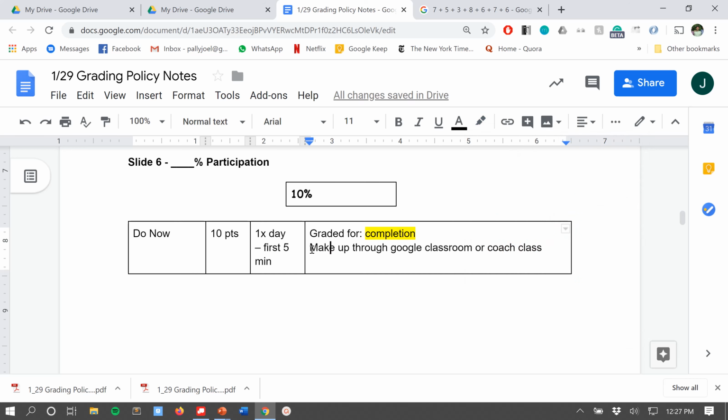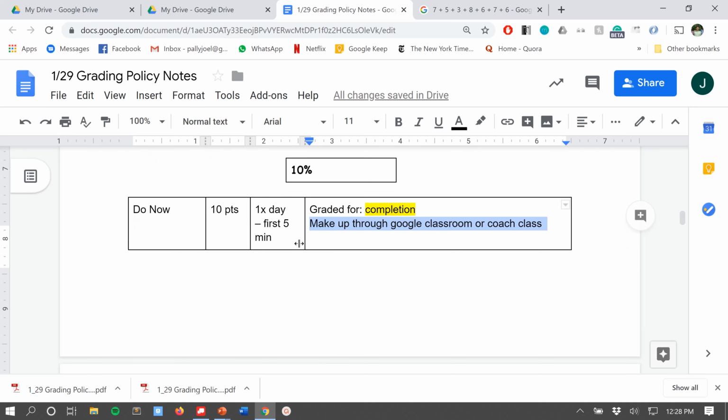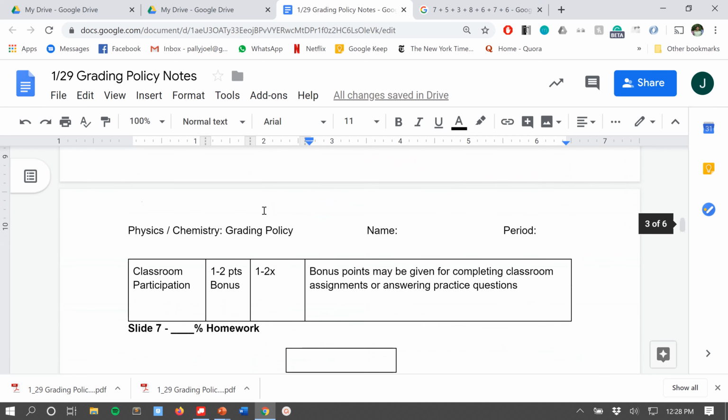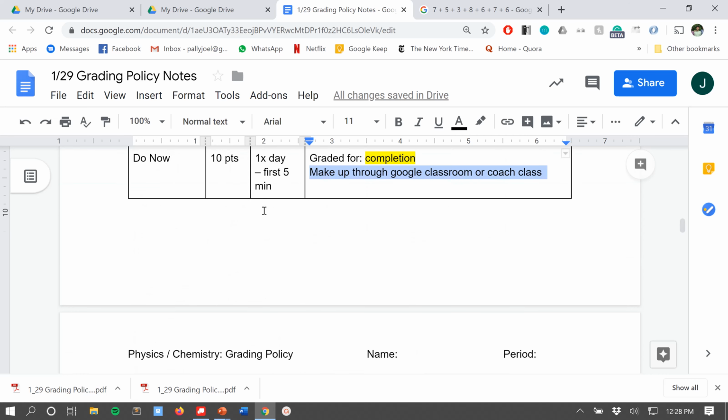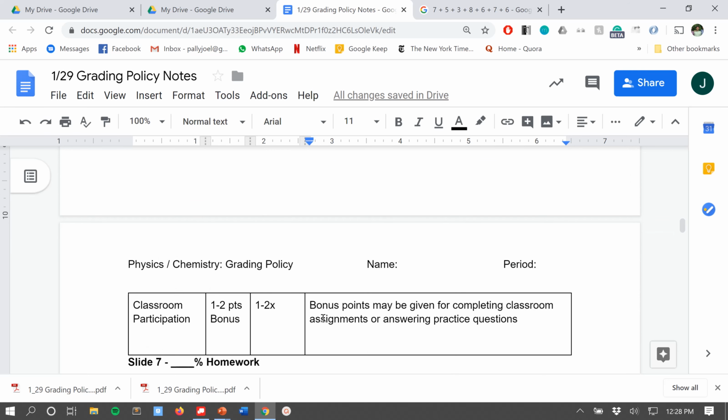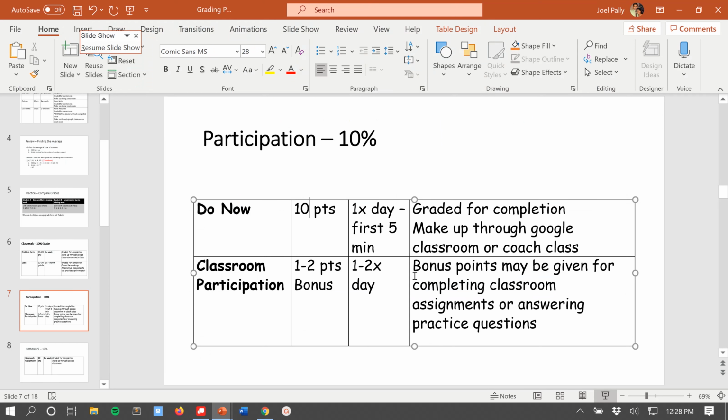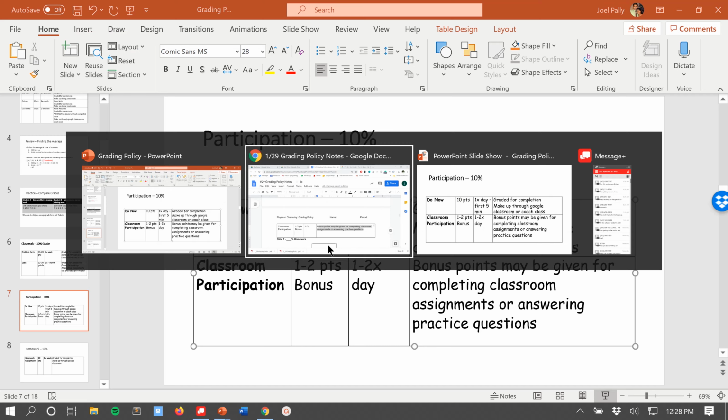And then they can be made up during Google Classroom or Coach Class. We're going to have about an exit ticket every single day. All right. And the next part is actual classroom participation. The way this affects your grade is I usually add this as a bonus onto your do now. So if you're doing a really good job participating in class, you're answering questions, you're engaging in group activities, I'll be circling the room. I'll be putting 1 or 2 points extra on your do now, so you can get that 12 out of 10, that 11 out of 10. That can really raise your participation grade. So that's participation.